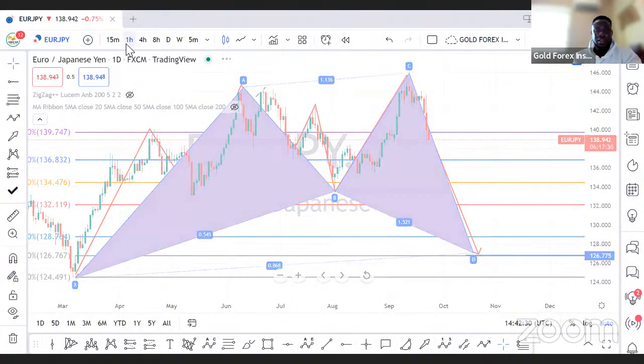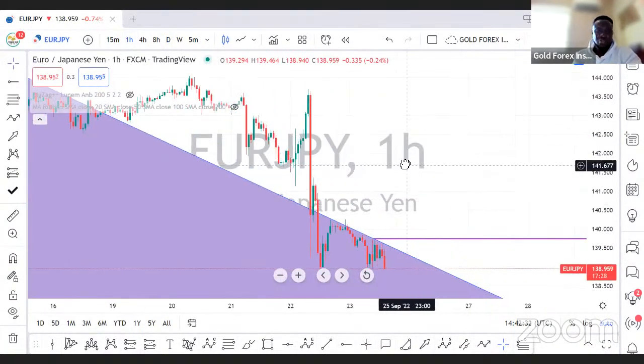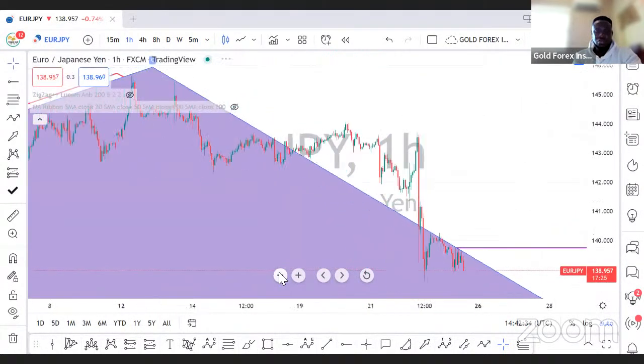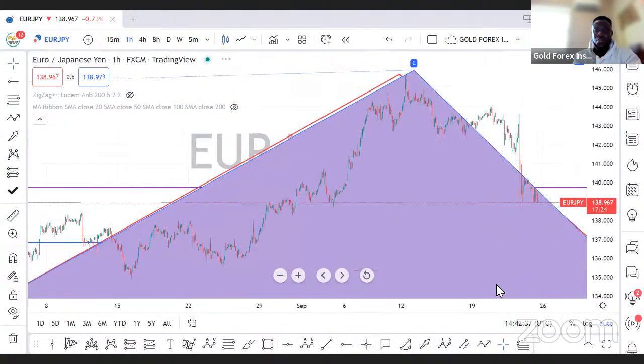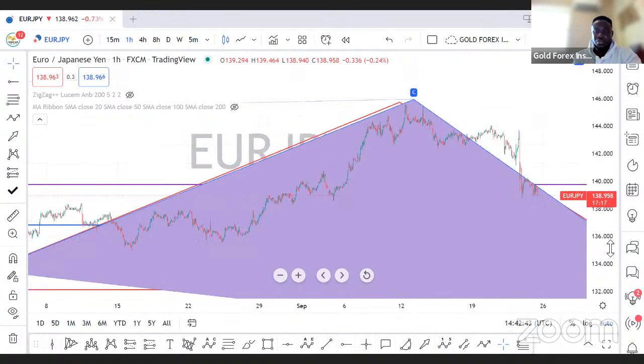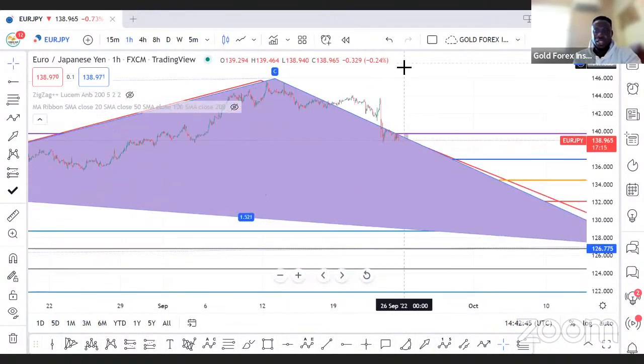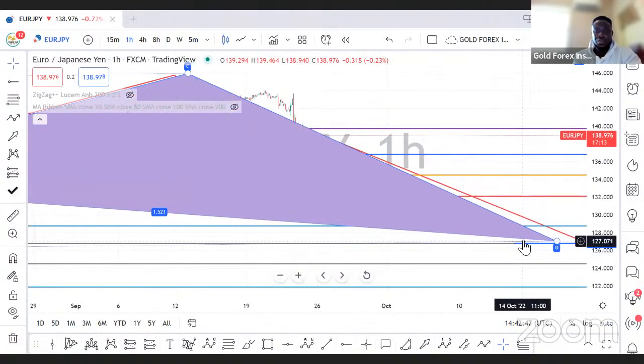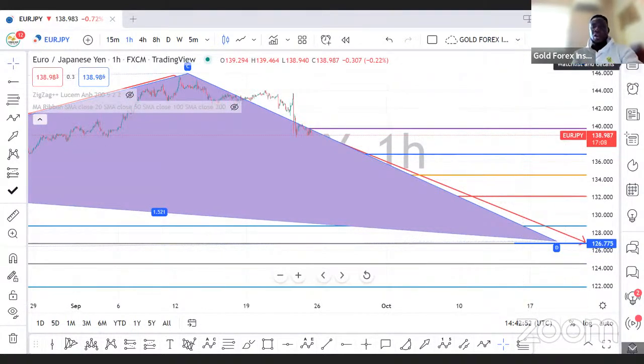So on the 1 hour, we are looking for Elliott wave corrections. Once we have any pop-up of Elliott wave corrections, a zigzag, flat, or triangle, we sell all the way down to this level, okay? So that's it for euro yen. I'll bring you more over the weekend.